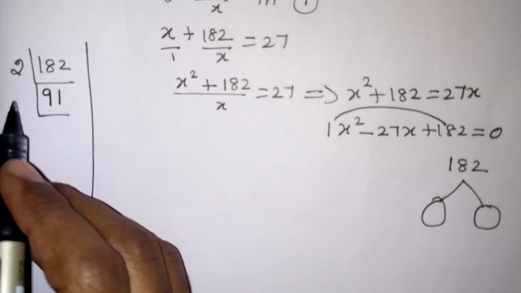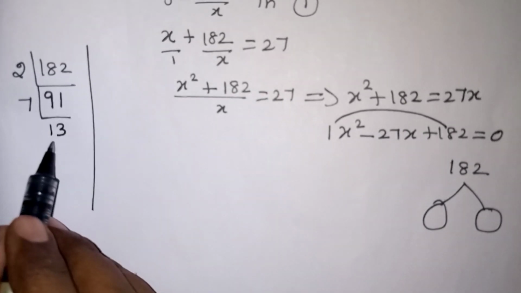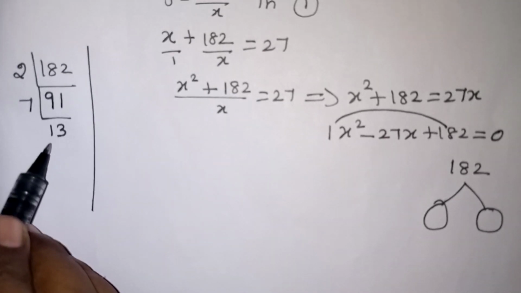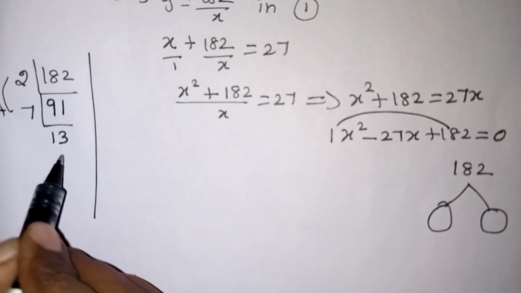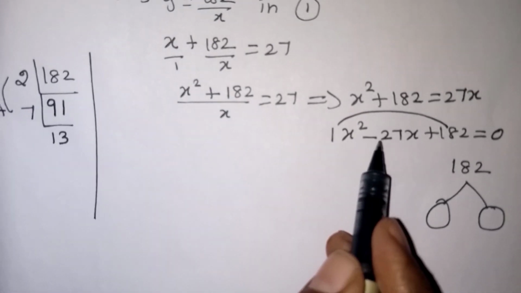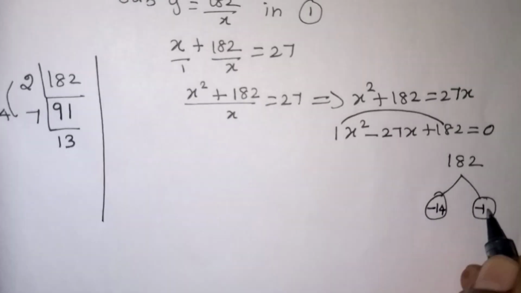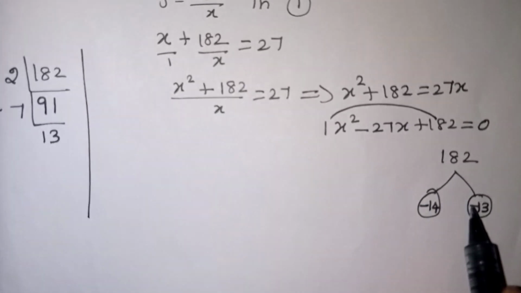Again 91 will come in the 7 table 13 times. So 13 again is a prime number. So 2 7s are 14. 14 into 13 will give you 182. 14 and 13 will give you 27 also, but I want minus 27. So you have to write minus 14 minus 13. So when I am adding, minus 27 will come. When I am multiplying, plus 182 will come.